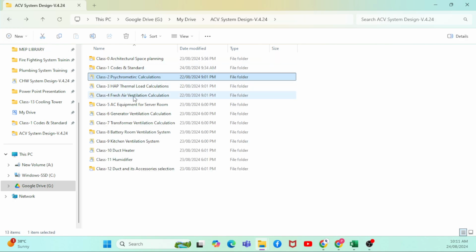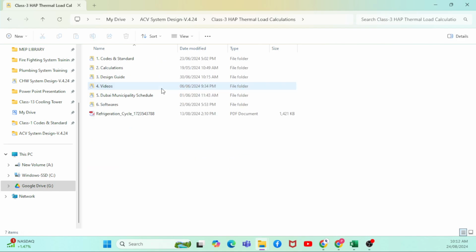Okay. Then after that, whenever you start carrying out any calculations, you have to carry out the thermal load calculations. When you do the calculations, then only you can design the equipment schedule for the air conditioning system, such as a fan coil unit or air handling unit, whatever the air conditioning equipment. Okay. So if you go inside, I have attached all the syllabus, like the codes and standards, calculations, then the design guide that you have to follow, then there are videos, then there are municipality schedules, then there is software attached.